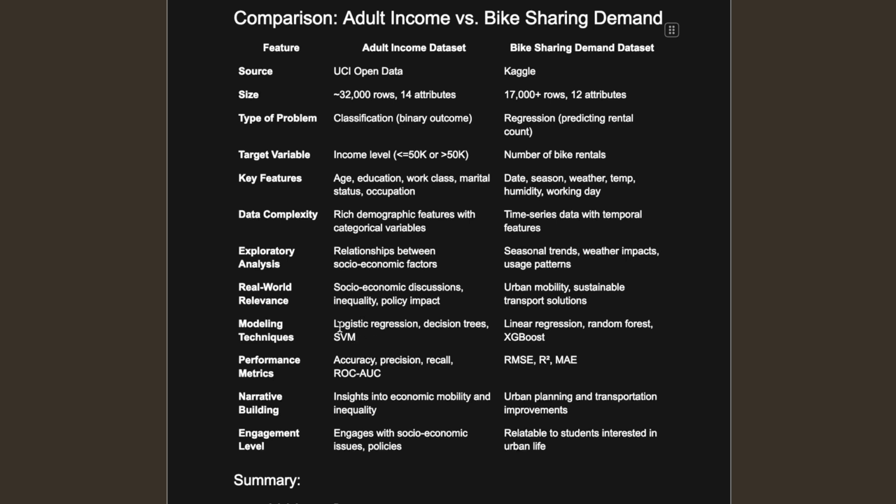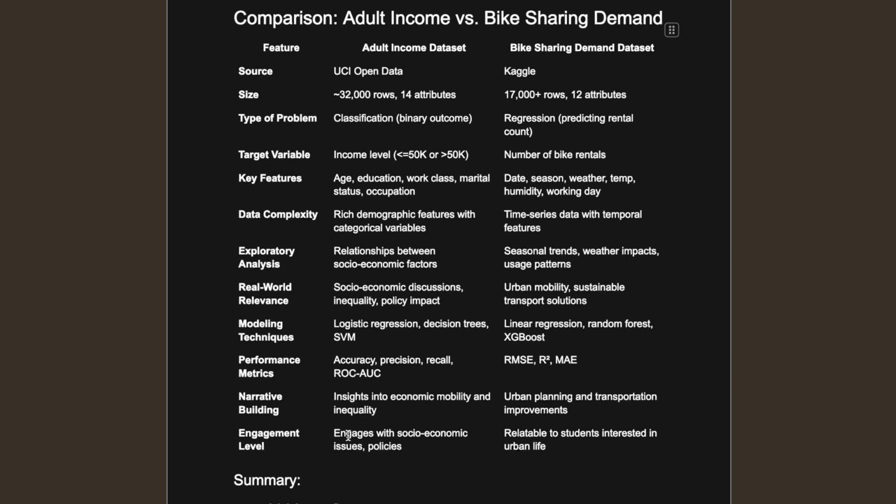In terms of modeling techniques, we do logistic regression, which is a classification technique, decision trees, or even SVM based classification, which is support vector machines, or neural network based classification. For bike sharing, we would have regression, which is truly regression, so linear regression, random forest, XGBoost, and so on and so forth. In terms of performance metrics, we would use accuracy, precision, recall, area under the curve for classification of adult income. And with bike sharing, we'd be using regression based metrics like root mean square error, R squared, mean absolute error, etc.